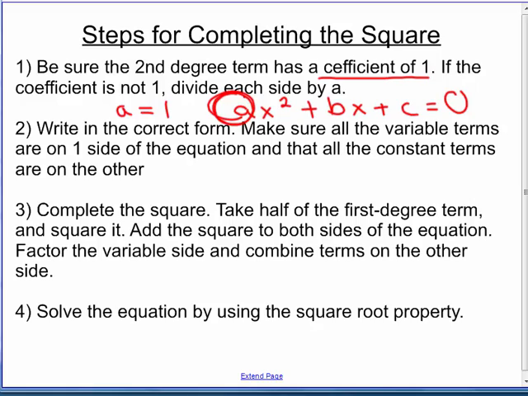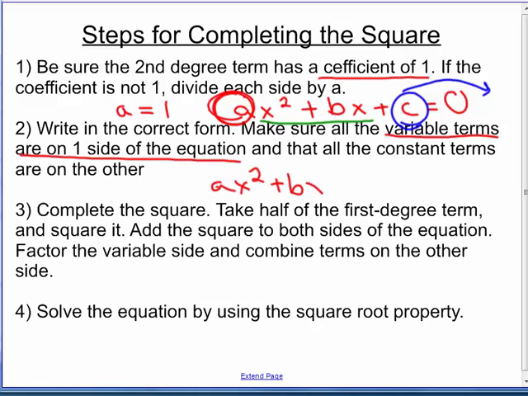After that, now we have to write it in the correct form, which means this. We want to make sure the variables are on one side of the equation and the constants are on the other side. So if I'm looking here, the ax squared and the bx are on one side, and the c, my constant, my number, is on the other side.